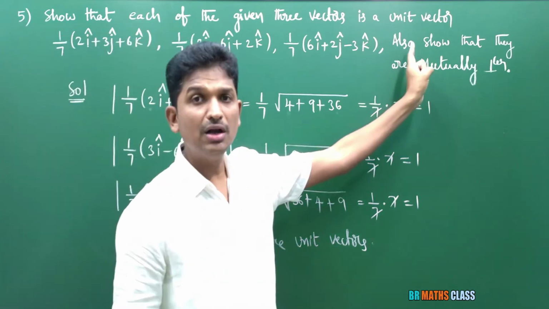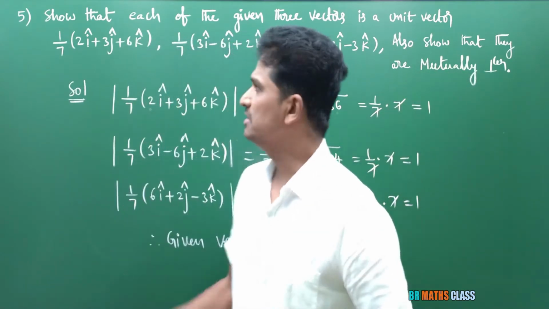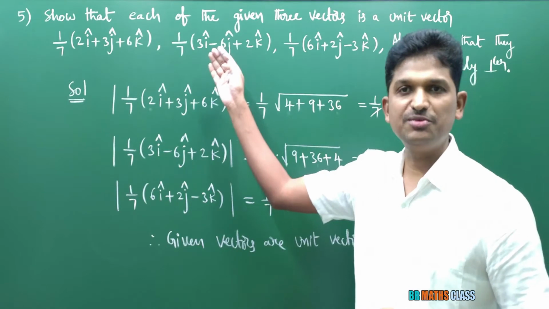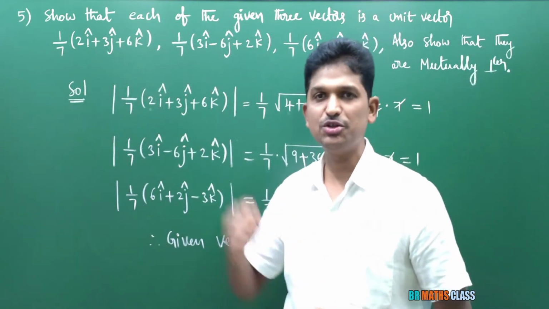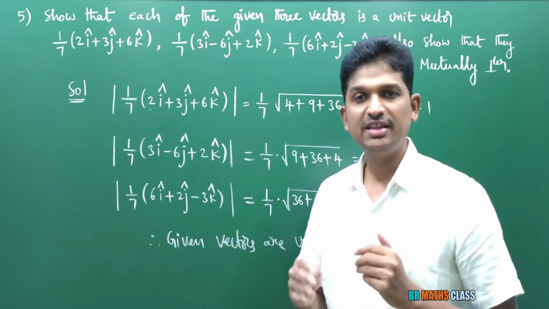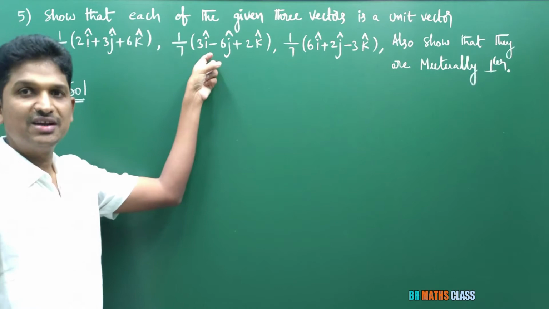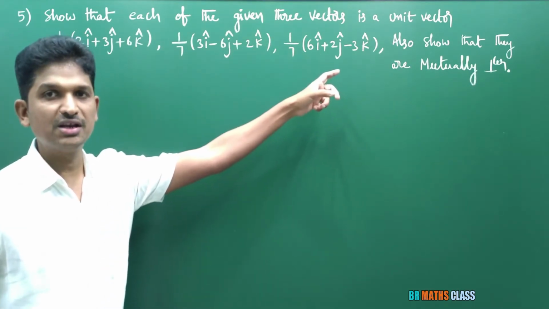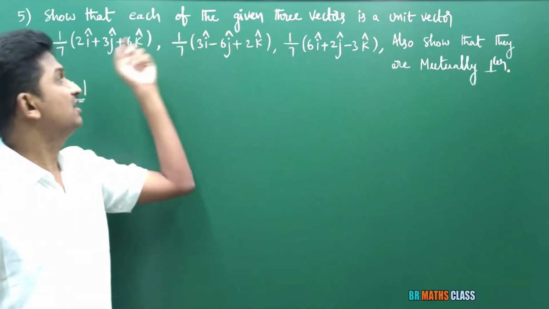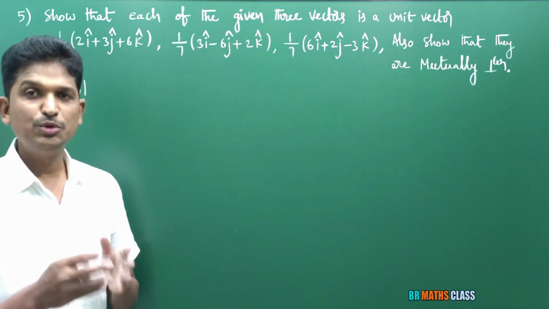What they are asking, also show that they are mutually perpendicular. That means this vector is perpendicular to this vector, this vector is perpendicular to this vector, and this vector is perpendicular to this vector. I need to show that they are mutually perpendicular. First, I'll prove that these two vectors are perpendicular. Next, I'll prove that these two vectors are perpendicular. Next, I'll prove that the third vector and first vector are perpendicular. So that I'll conclude that they are mutually perpendicular.